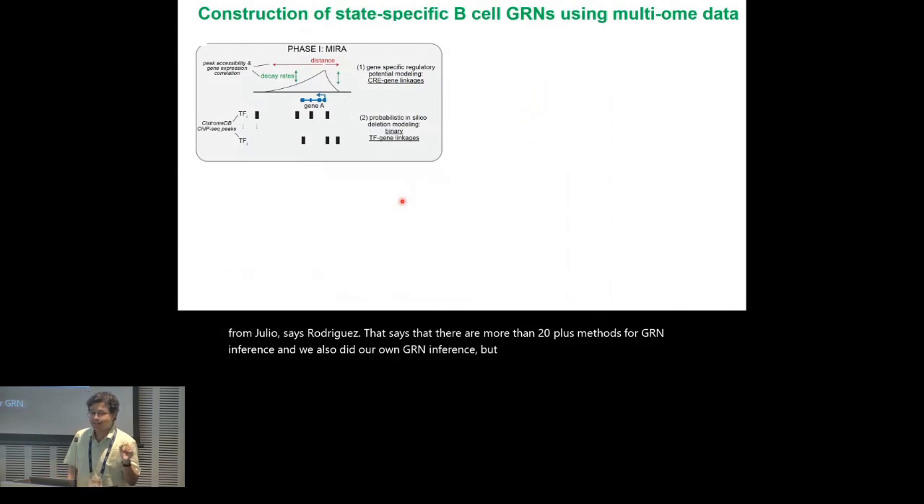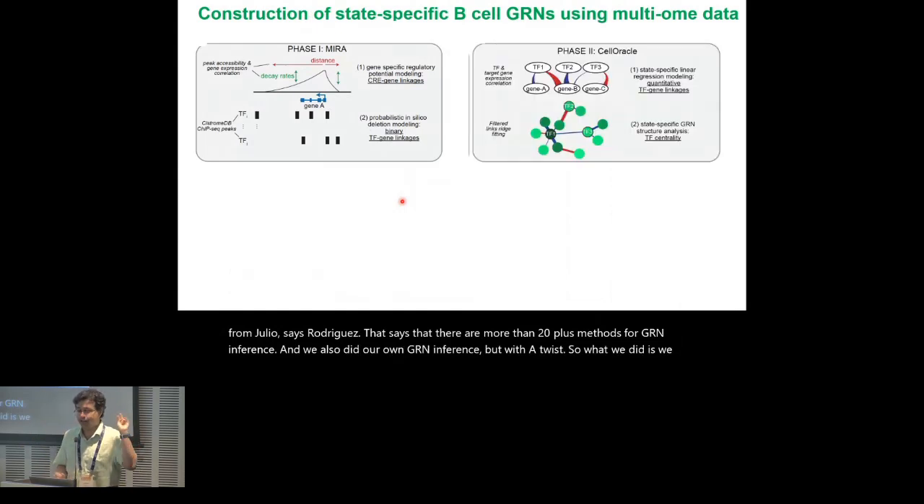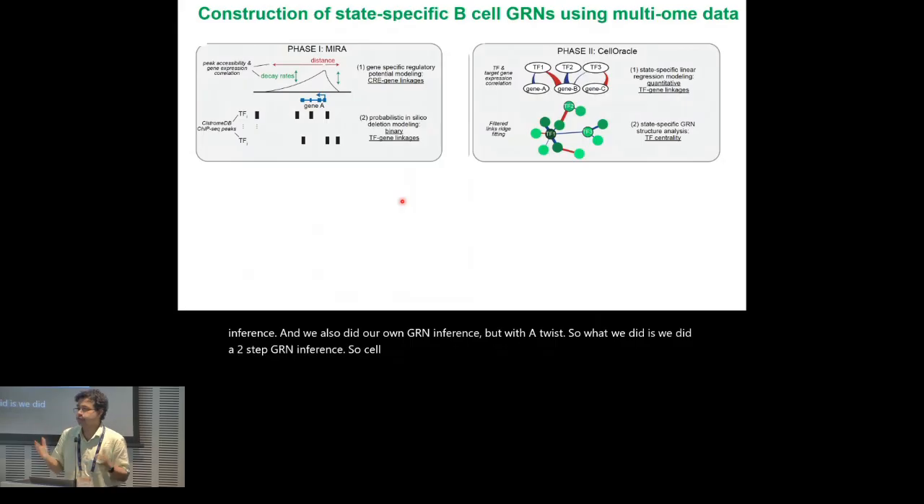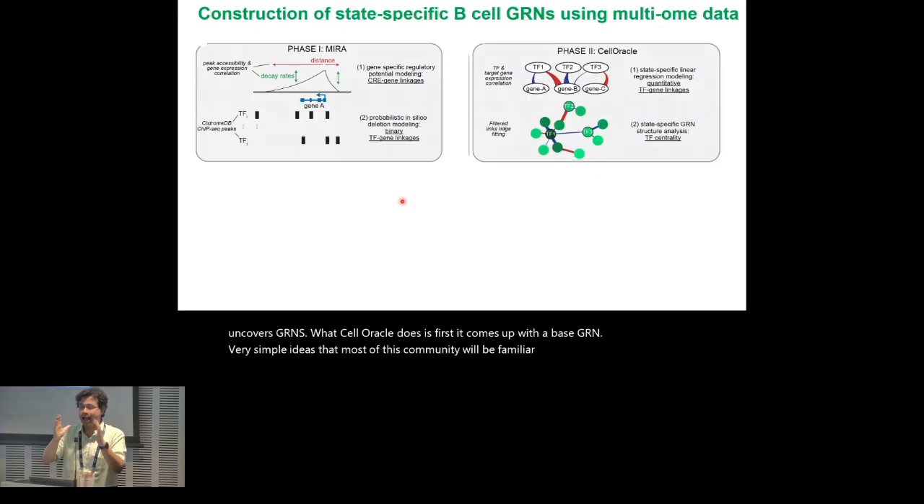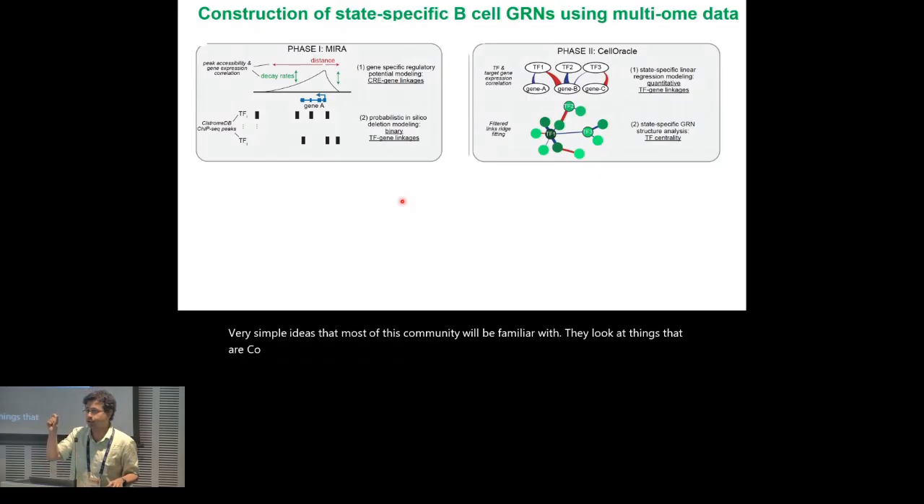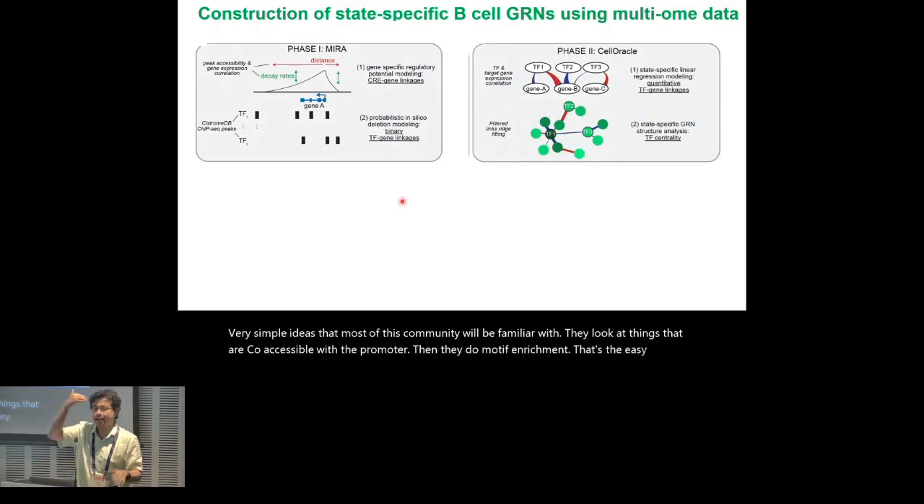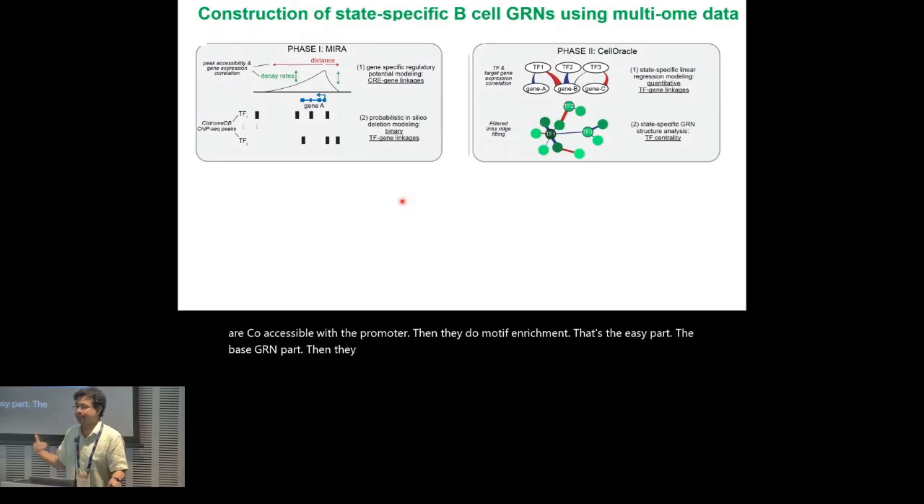So what we did is we did a two-step GRN inference. CellOracle is a method that many of you may be familiar with that uncovers GRNs. What CellOracle does is, first it comes up with a base GRN, very simple ideas that most of this community will be familiar with. They look at things that are co-accessible with the promoter, then they do motif enrichment. That's the easy part, the base GRN part. Then they fit context-specific GRNs using a Bayesian ridge regression model that gives you now TF-gene links for each specific cluster.